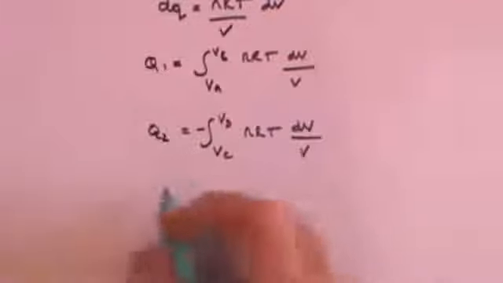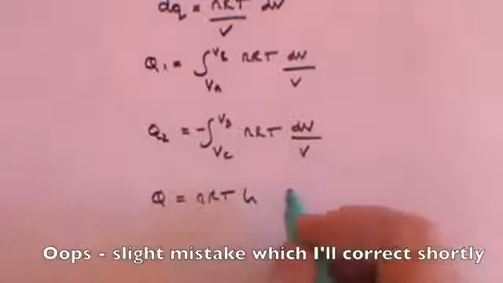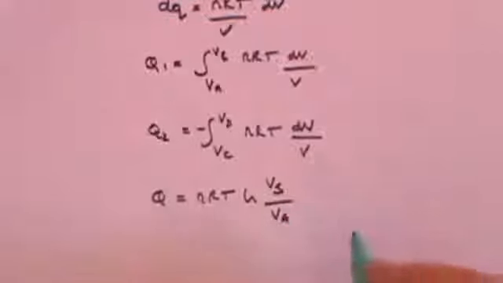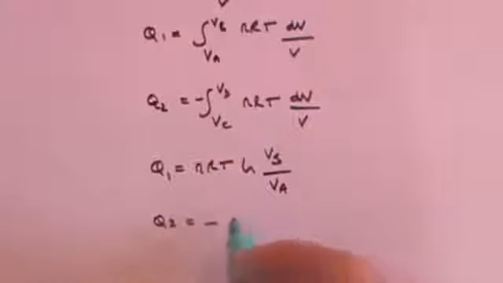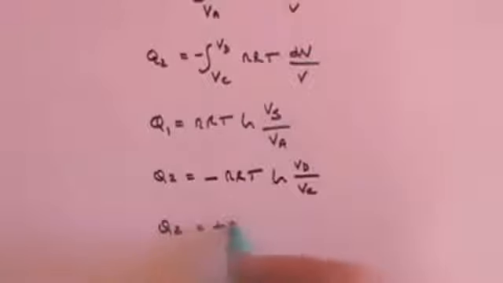Well, if we do the integral, we will find that Q1 is equal to nRT times the log of VB over VA. Sorry, that should be Q1. And Q2 is going to be equal to minus nRT times the log of VD over VC. But as I've already said, minus log VD over VC is plus log VC over VD. So Q2 is equal to plus nRT log VC over VD.